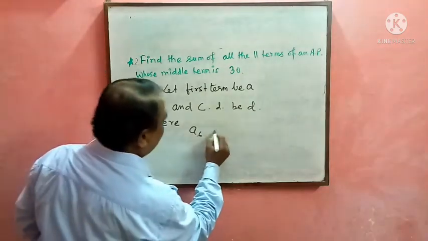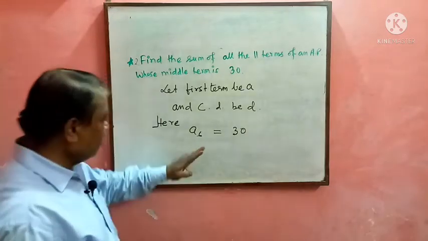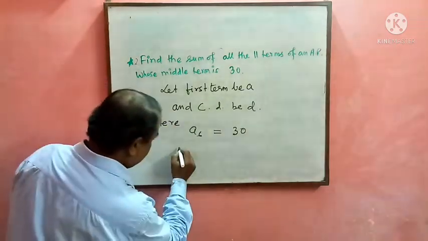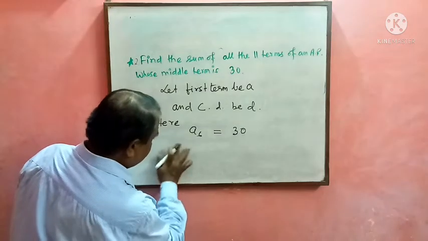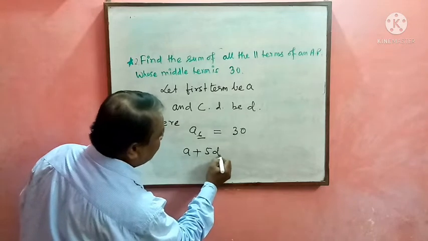So we will go with this. Say A6 is equal to 30. We will write the equation first. Now we will put the formula, identity. This is A6, that is A plus 6 minus 1, 5D, is equal to 30.